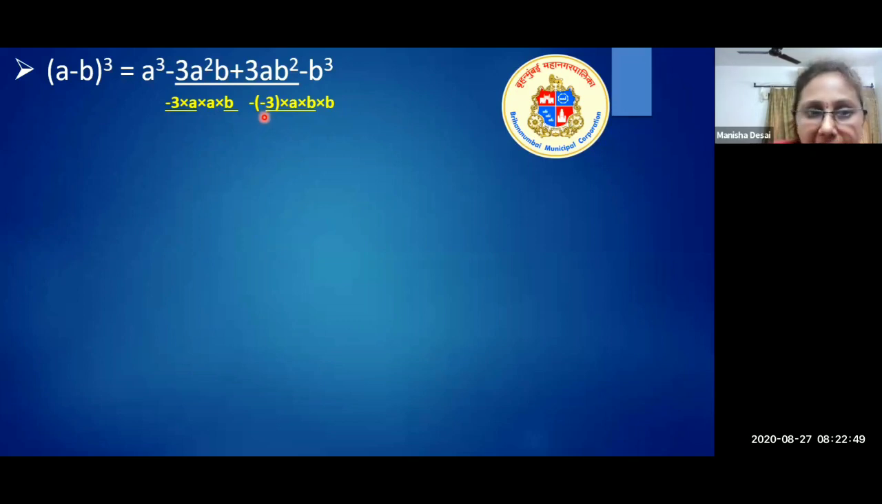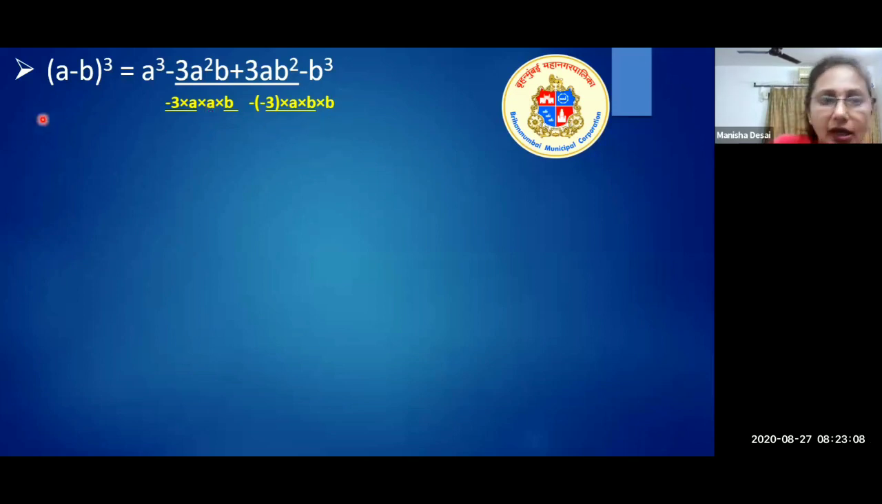As we are going to take the minus sign as common, I have written this plus sign as minus into minus. So what are the common factors here? Minus 3 into a into b are the common factors. And what will be the uncommon factors? Uncommon factors are a minus b.